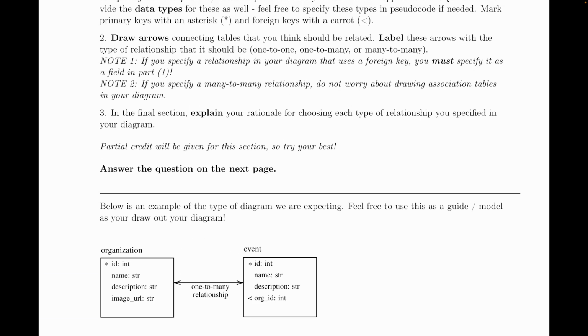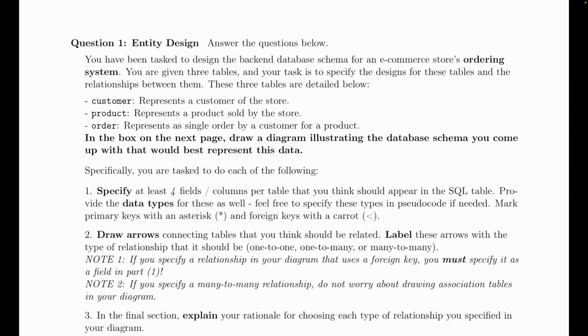That way you can see how we might expect some justifications for this. Okay, so this particular question is asking, we have been tasked to design the backend database schema for an e-commerce store's online ordering system, right? So this is just an ordering system, and we're given 3 tables that we need to use, which are the customer, product, and order tables. A customer represents a customer of the store, product represents a product sold by the store, and then an order represents a single order by a customer for a product. Okay, so those are the tables that we'll be working with here.